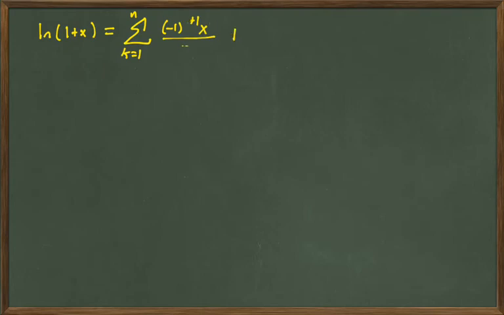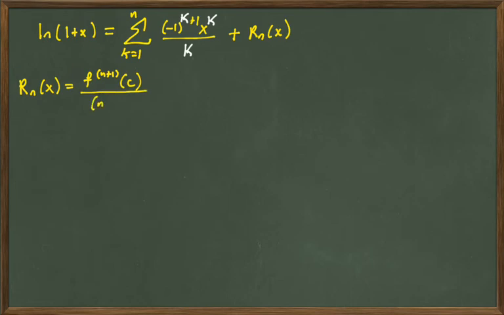I'm so used to writing n that it's hard to break habits there. Okay, so the natural log of 1 plus x is equal to the sum k equals 1 to n of negative 1 to the k plus 1, x to the k over k. So that's the nth Taylor polynomial, and then plus the remainder, the nth remainder. The remainder is going to be equal to the n plus 1 derivative evaluated at c over n plus 1 factorial, x minus 0 to the n plus 1.